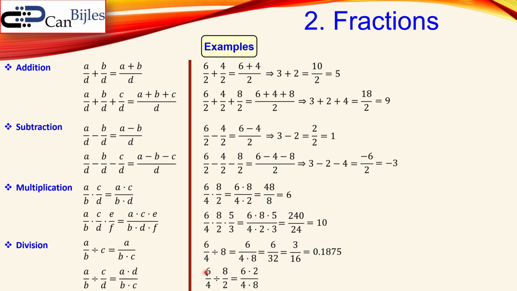So let's see an example. 6 over 4 divided by 8 over 2. That means 6 times 2 over 4 times 8. So it is then 12 over 32, and that will result in 3 over 8, which is then 0.375. Okay, looking now at the powers, which are also important in many applications and calculations.